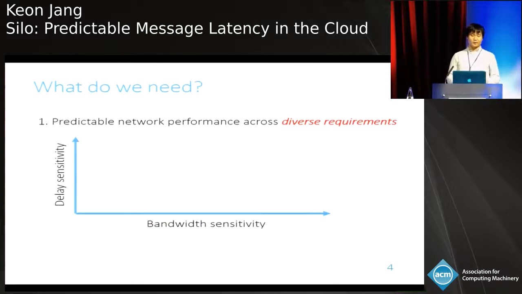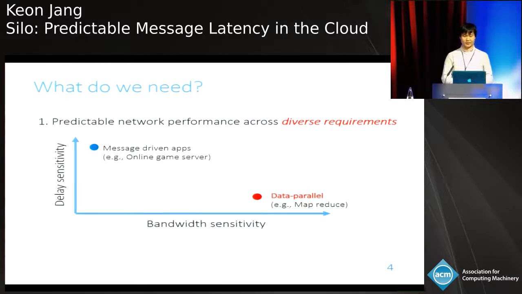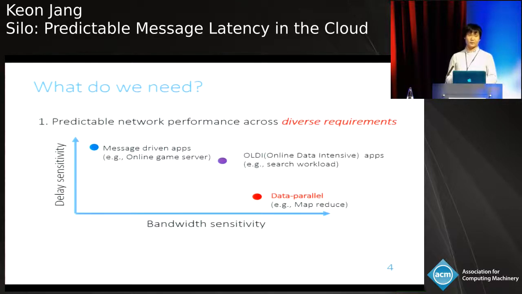First, we need predictable network performance across applications that have different network requirements. Here I'm showing applications in a two-dimensional space, based on how latency sensitive and how bandwidth sensitive they are. Applications like MapReduce are sensitive to bandwidth, but not much in terms of latency. Message-driven applications like online game servers are very sensitive to latency, but don't require much bandwidth. And there are OLDI applications like search workloads, which are sensitive to both latency and bandwidth. So what we want is to provide predictable performance across this whole range of applications.